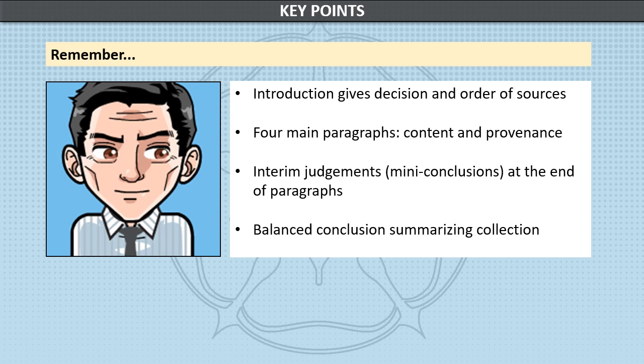So before we finish, let's just return to some key points. Our introduction gives our decision and the running order of sources. Our answer has 4 main paragraphs which consider content and provenance. Each paragraph ends with a mini conclusion that links back to the specifics of the question. And finally, we present a balanced conclusion which summarises the collection of sources.